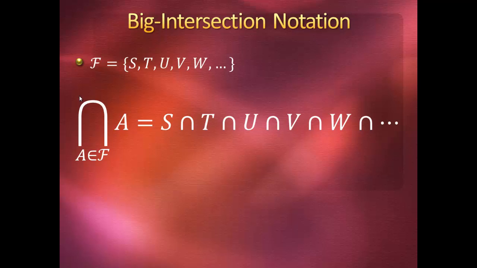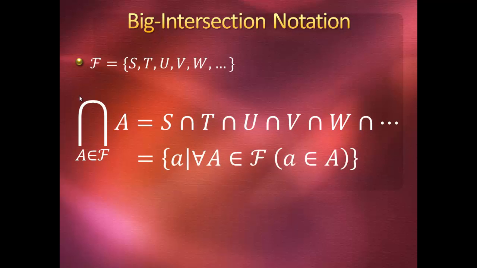So we can define the intersection of many sets in terms of, you guessed it, the universal quantifier. The intersection of all the sets in F is defined as the set containing all little a's, such that for all sets A in F, little a is an element of A. In other words, it contains the elements that can be found in all of the sets.